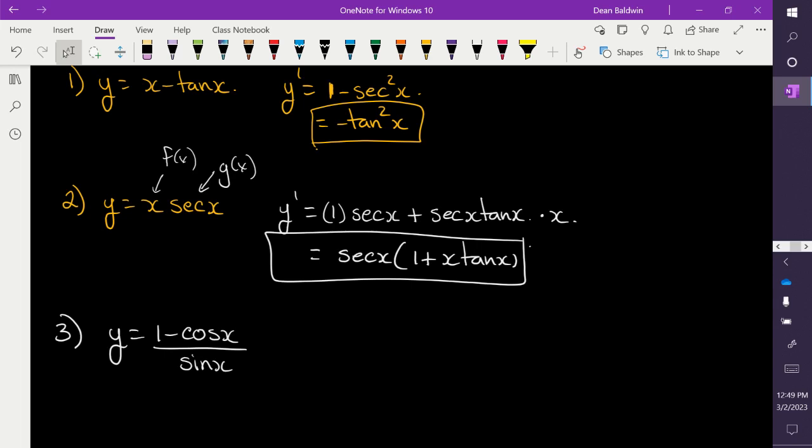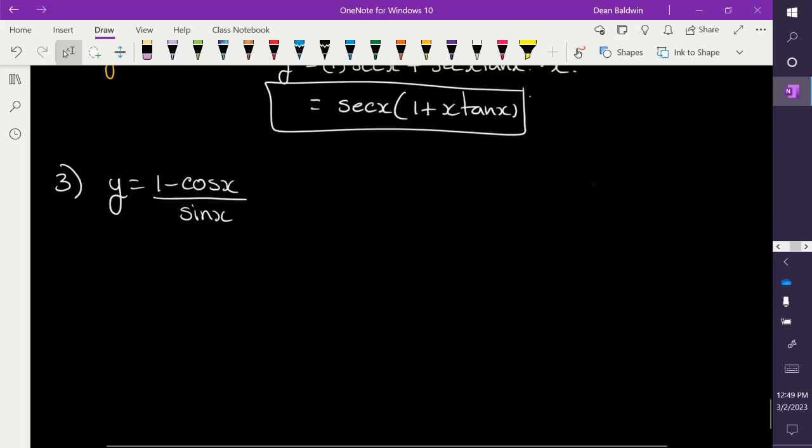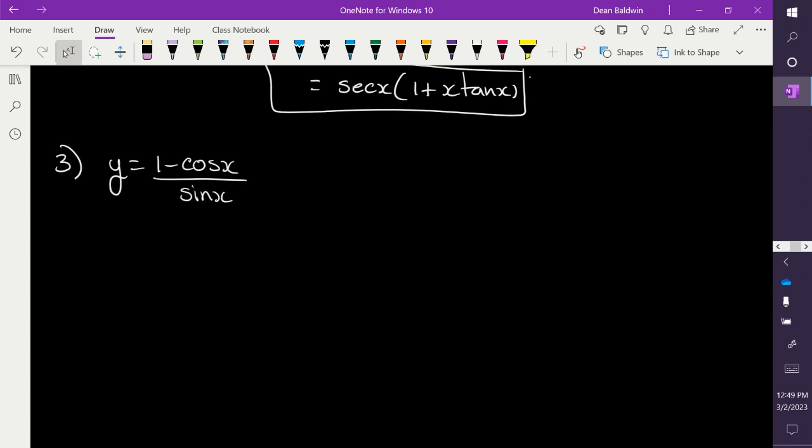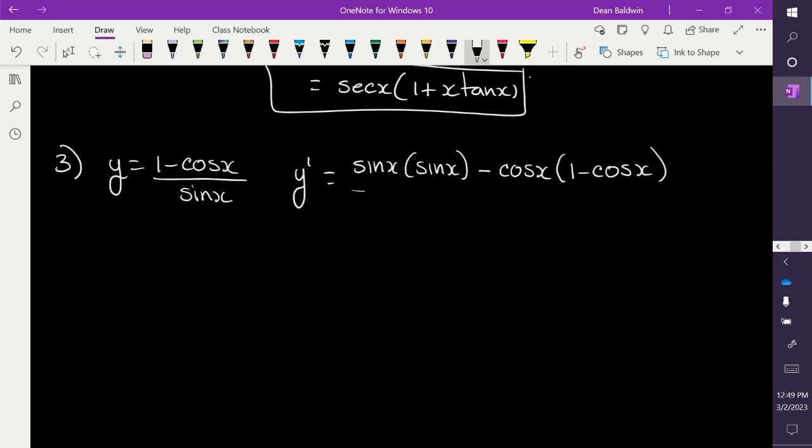Okay, let's do quotient. What's the derivative of the top? 1 minus cos x. So the derivative of cosine is negative sine, but it's got a negative in front of it, so it's just sine of x, right? Because the derivative of 1 is just 0. So I get sine of x times the bottom function, which is sine of x, minus the derivative of the bottom. What's the derivative of the bottom? Cos of x times the top over the bottom squared. Now let's clean it up.